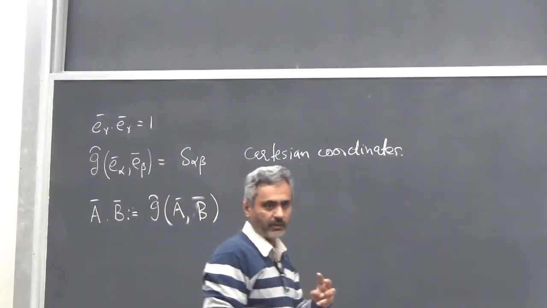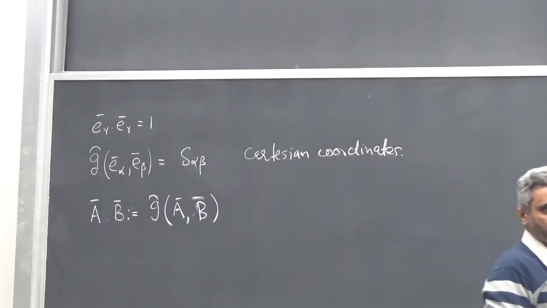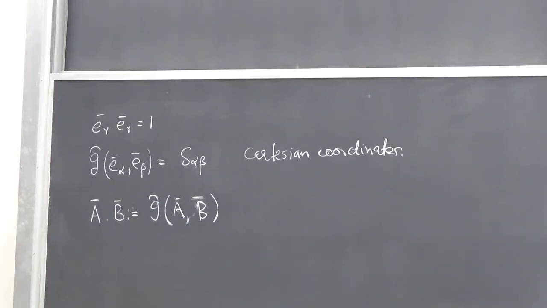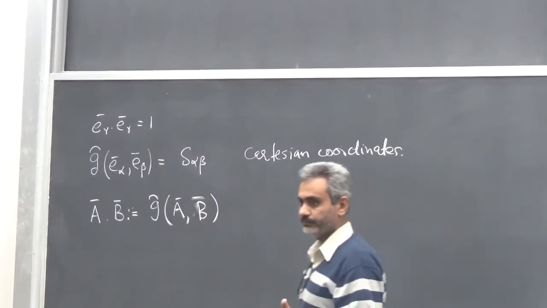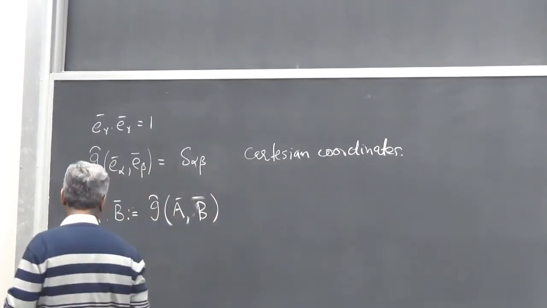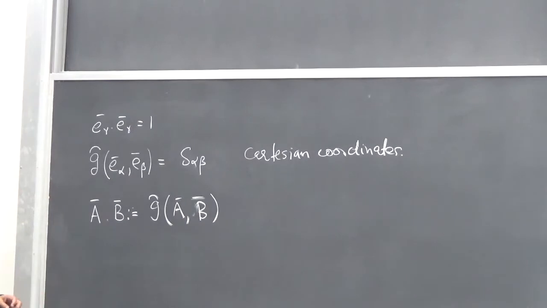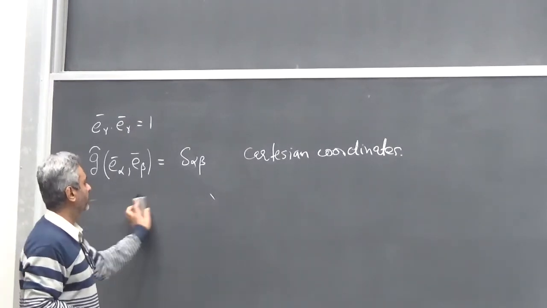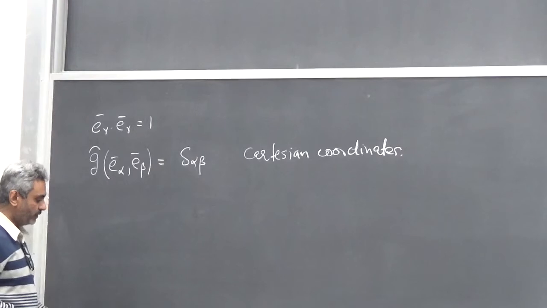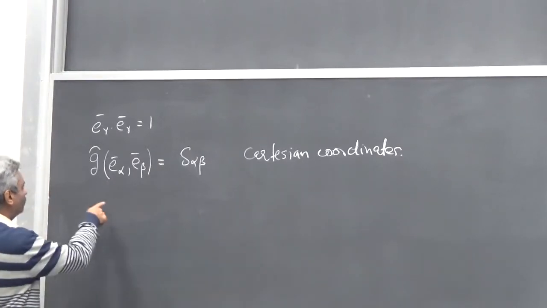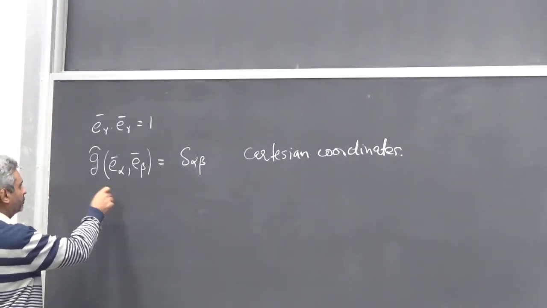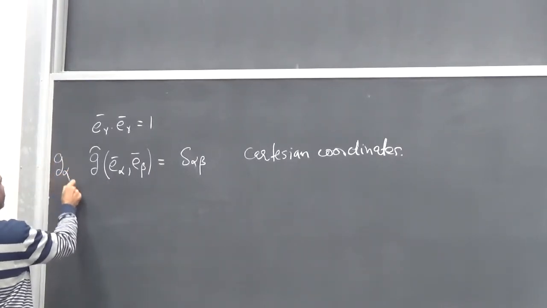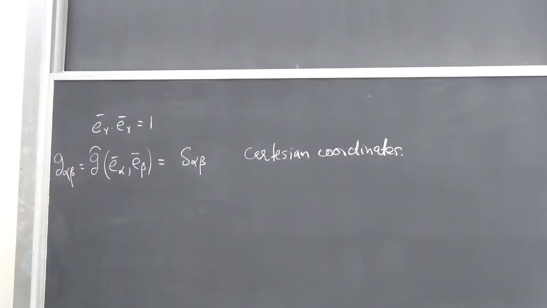Once you have it in one of the coordinate systems, then since it's a tensor, just by transforming it as a tensor, you can get it in any coordinate system. Okay, so this is going to be the starting equation for us. And by the way, these are the components of the metric tensor.